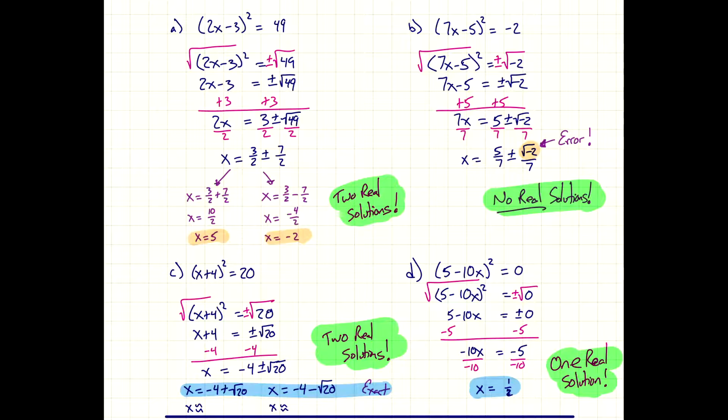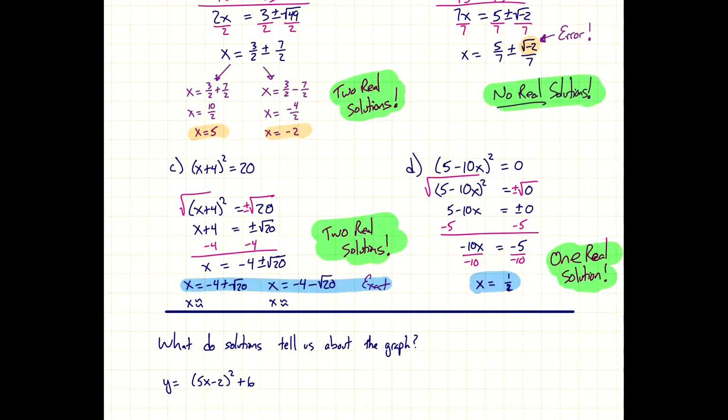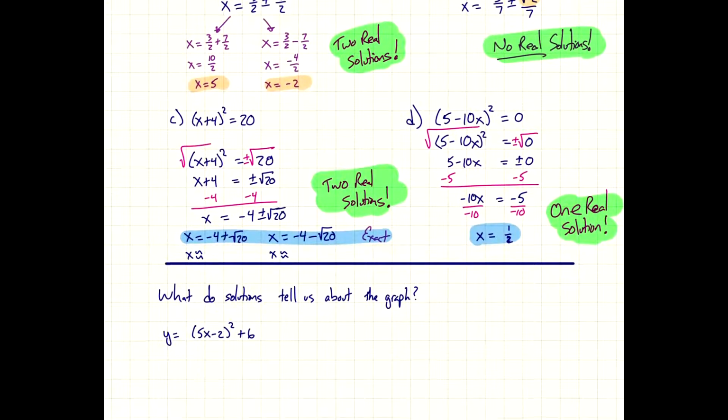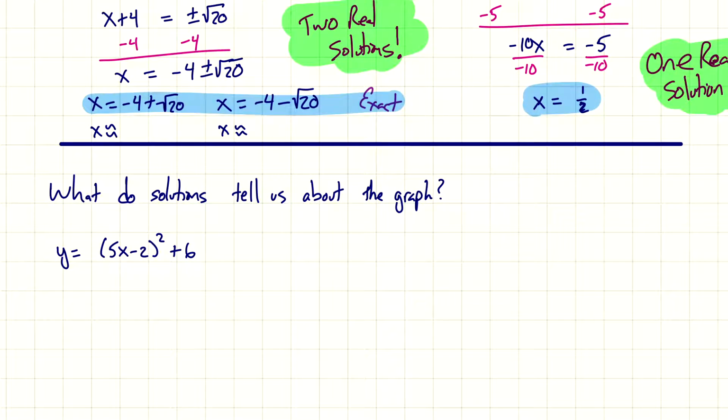All right, so then how can we use that information to learn a little bit about a quadratic equation, maybe without even doing a lot of work? If you're given an equation like this, and it says, what do the solutions tell us about the graph? If I'm trying to solve for x, it's going to tell us the x-intercepts. So when we solve for the solutions, it's going to give us an idea of how many x-intercepts there are, if any. So how many x-intercepts are there to this graph?